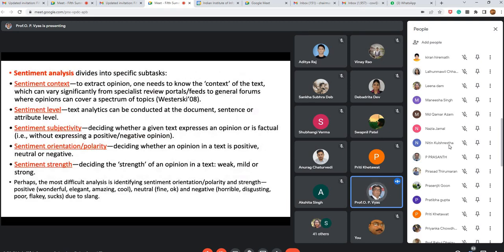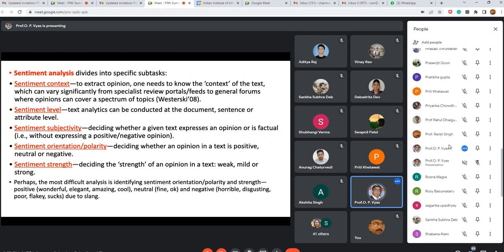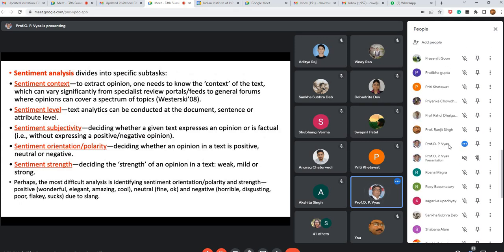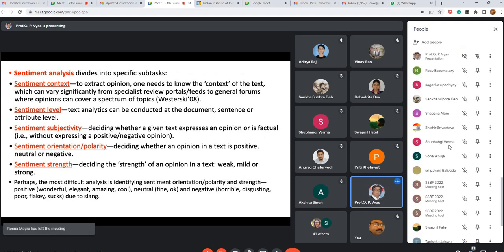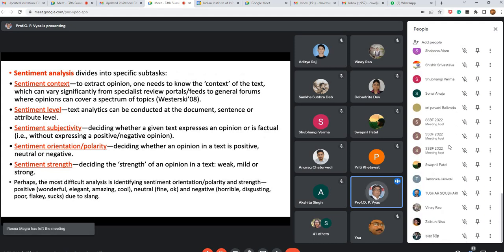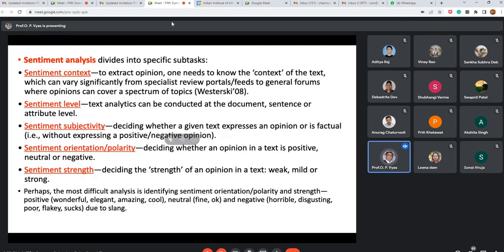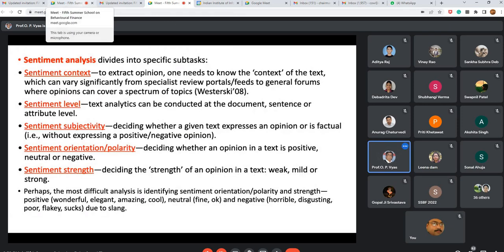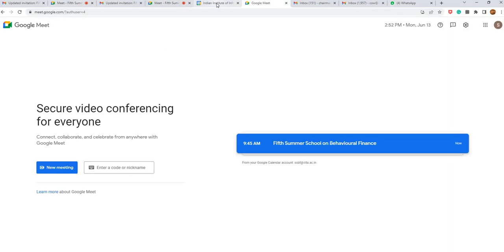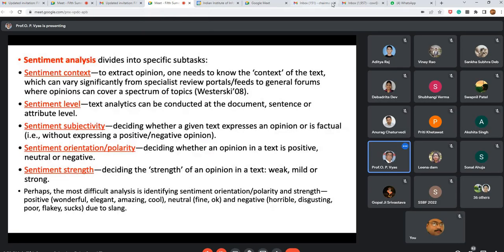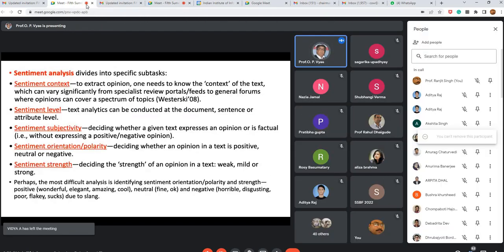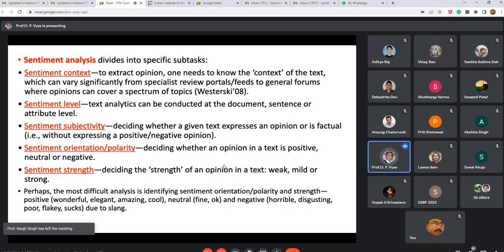So if I can ask you the next question which I asked you already, now here is the more technical answer. Sentiment analysis has different subtasks. First is sentiment context. When you say data collection, it's not technically correct, because unless you know the context of it, there is no meaning in doing any data collection. So first, context. Second, sentiment level. The analysis can be conducted at the document, sentence, or attribute level. Which level do you want to conduct?